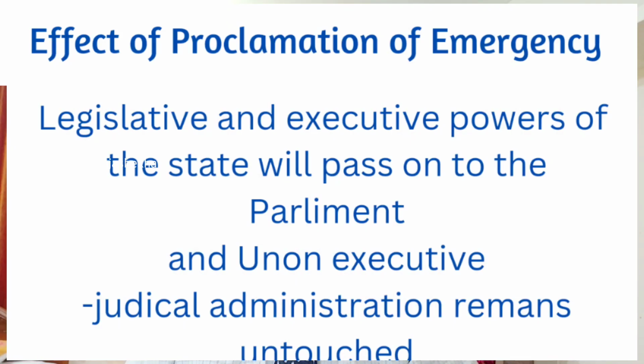Now, let us know the effect of the proclamation of emergency. When the proclamation is made under Article 356, legislative and executive powers will pass on to the Parliament and the Union executive respectively. The state becomes, during the period, virtually a centrally ruled union territory. However, the judicial administration remains untouched, because the proviso to Article 356 clause 1 sub-clause C clearly states that the President is not authorized to assume to himself any of the powers vested in or exercisable by a High Court.